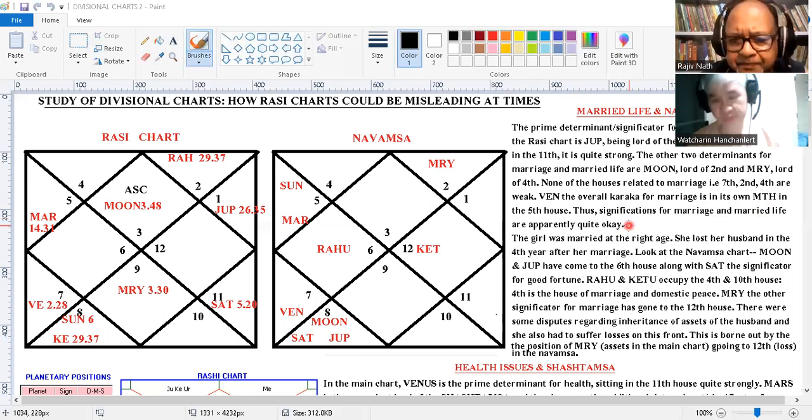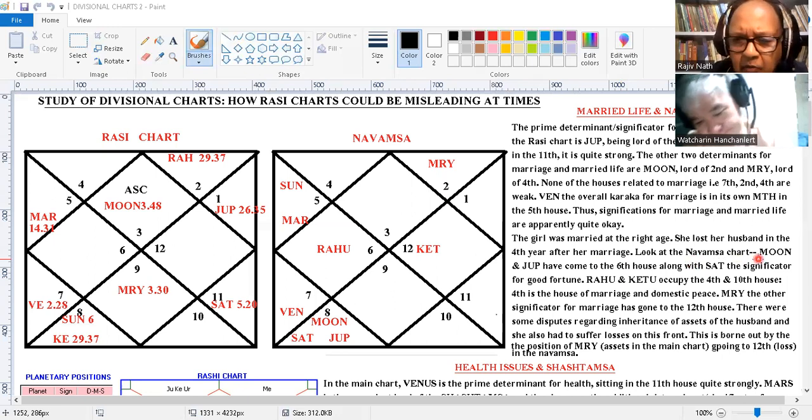The girl was married at the right age, at the appropriate age. She lost her husband in the fourth year after her marriage. Now look at the Navamsa chart.